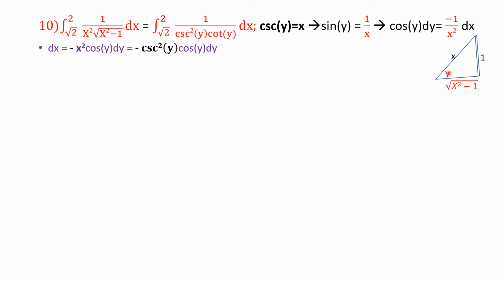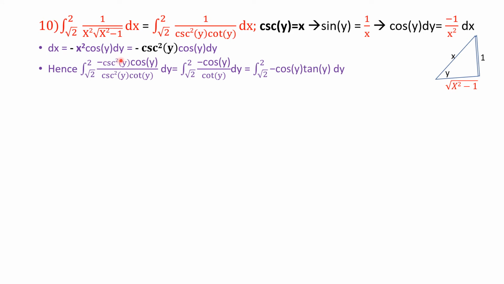If we take a look, cot of y is equal to the square root of x squared minus 1 divided by 1, which is just the square root of x squared minus 1. So we can just replace the square root of x squared minus 1 by cot of y. So this is our denominator, and this is going to be our numerator. So now we're back to a rational function integration, where this is the numerator and this is the denominator.